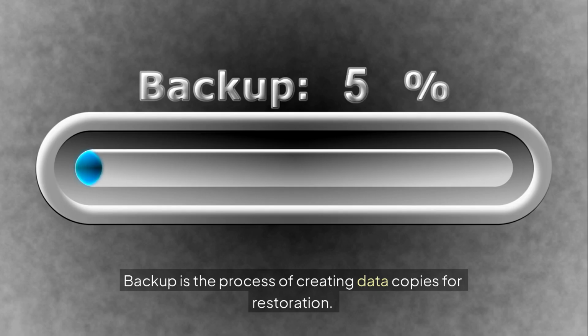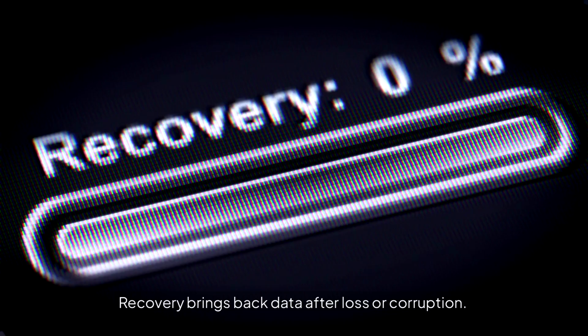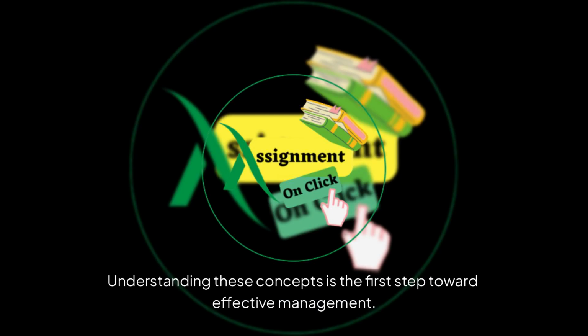Backup is the process of creating data copies for restoration. Recovery brings back data after loss or corruption. Understanding these concepts is the first step toward effective management.